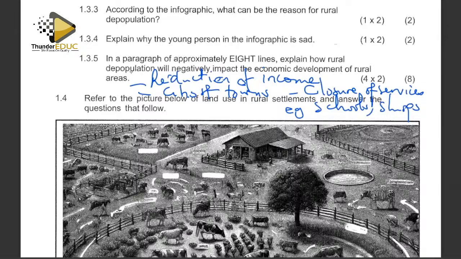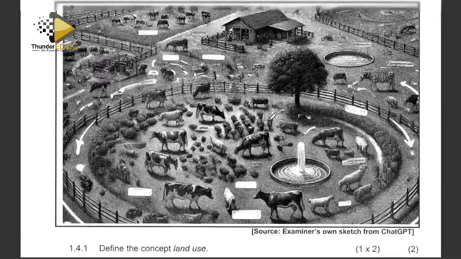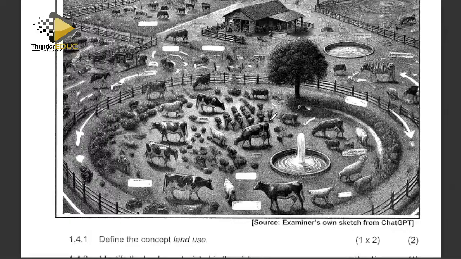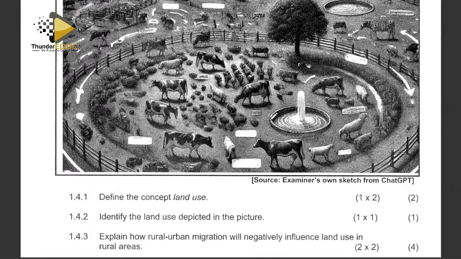So it also applies to rural economies. If the threshold population falls below, if the number of people in the rural areas falls below the minimum required to support those services... Now let's move to the next question. It's a question on land use. Right, define the concept land use.